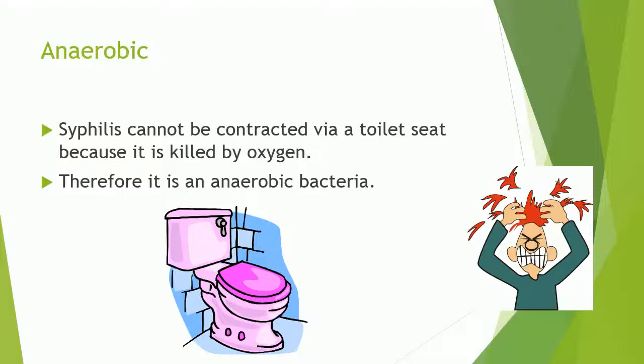Anaerobic respiration does not utilize oxygen. In fact, organisms that utilize anaerobic respiration are killed by oxygen. So syphilis cannot be contracted via a toilet seat because it is killed by oxygen. Therefore, it's an anaerobic respiration type of bacteria.